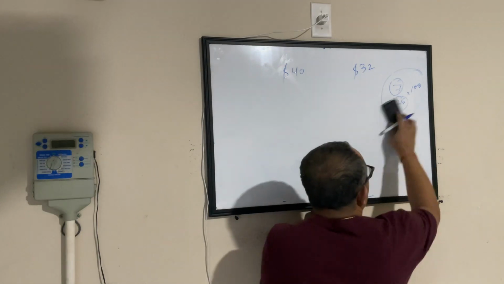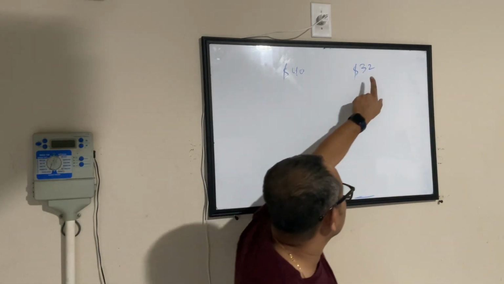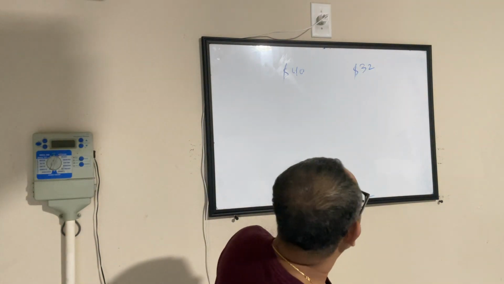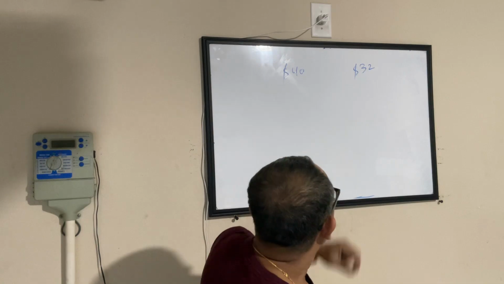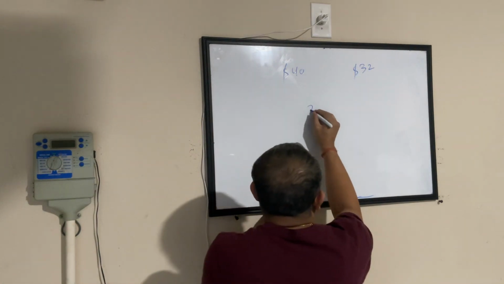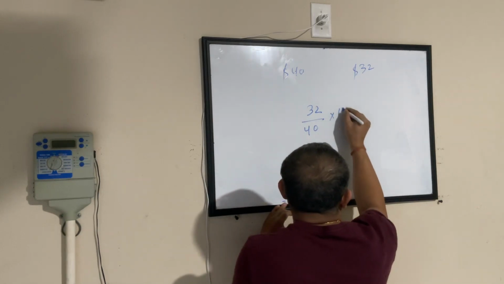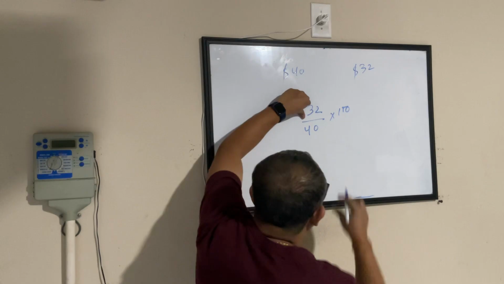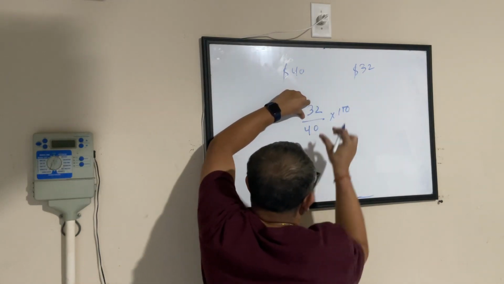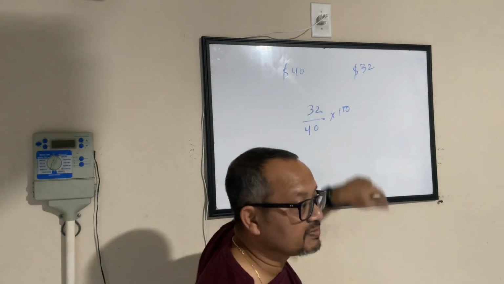So now, if I ask what percentage I am paying, I am saying 32 is what percentage of 40. Same thing. 32 is what percentage of 40. Any number, if you want to find out this is what percentage of another number, you put the number in the numerator, the target number in the denominator, multiply by 100. This will give you the percentage.